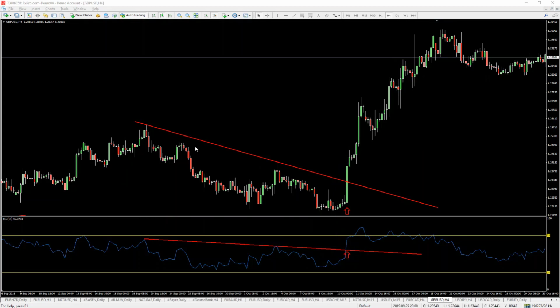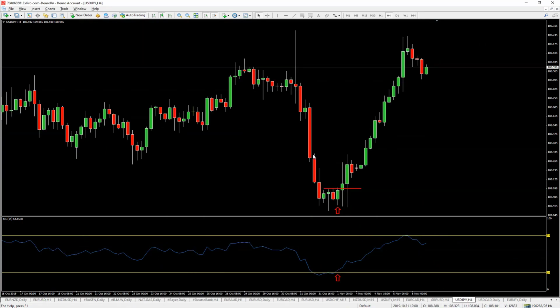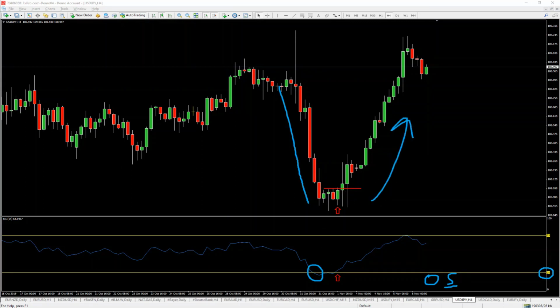Then we do have the next idea, which is basically a failure to create new lows or new highs. That could also be referred to as false breaks. So what is this idea all about? We can see bearish momentum developing. We can see RSI going below the extreme point, which means oversold conditions. And now we can expect the price to push up if, of course, other factors are in place.